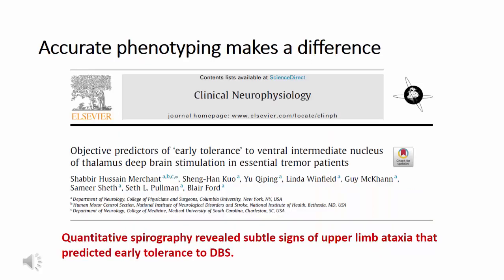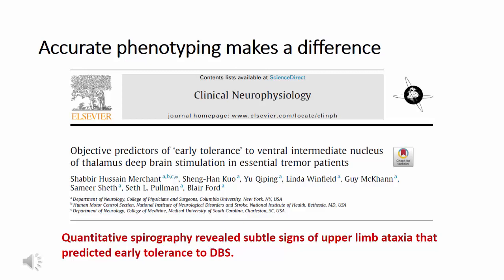It is reasonable to ask whether the added diagnostic complexity of essential tremor plus makes any difference. There is already evidence that it does. In this study, quantitative spirography revealed subtle signs of upper extremity ataxia that predicted early tolerance to deep brain stimulation. In other words, patients with an ataxia subtype of essential tremor plus had a different long-term outcome than patients with essential tremor.